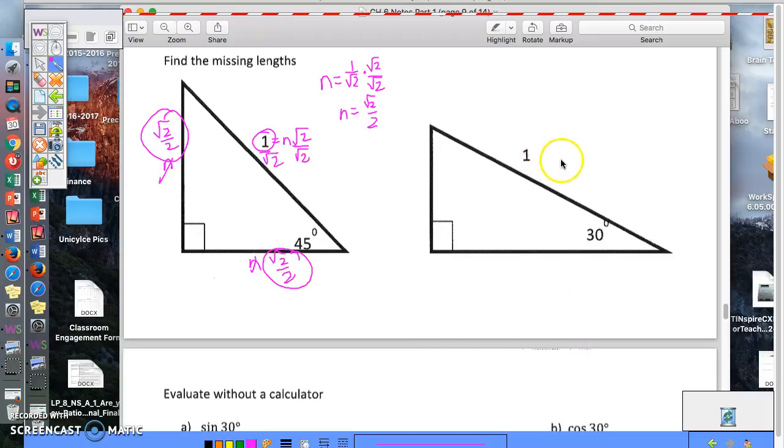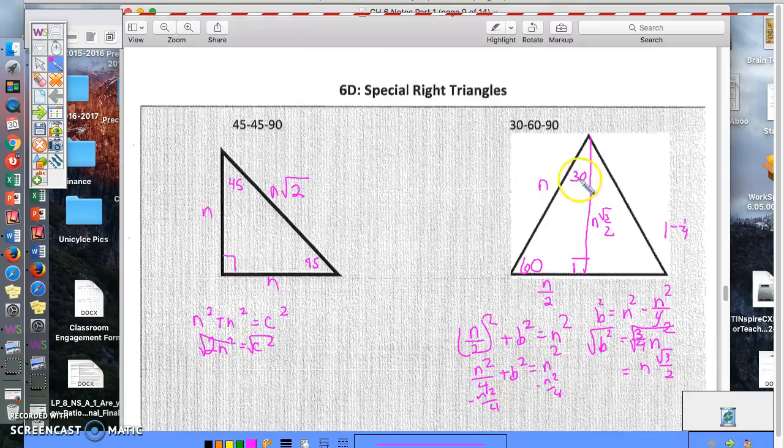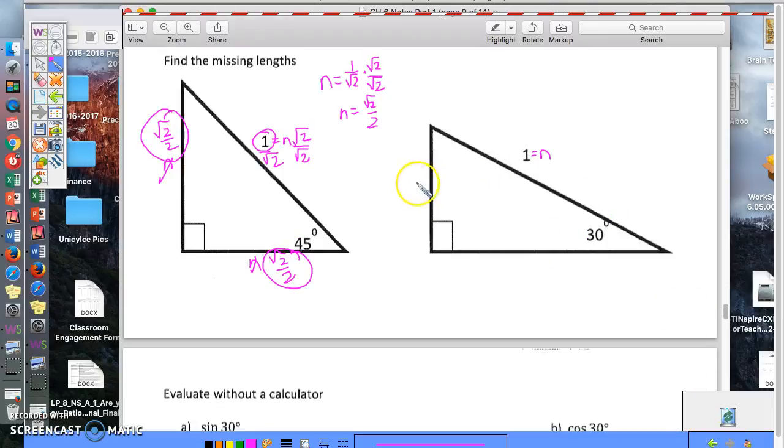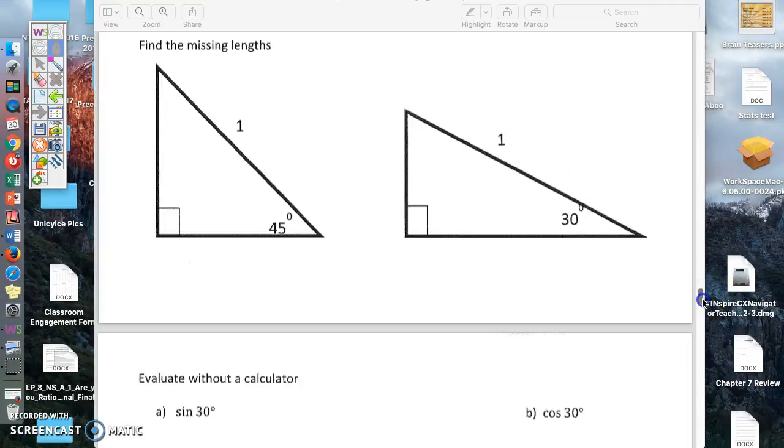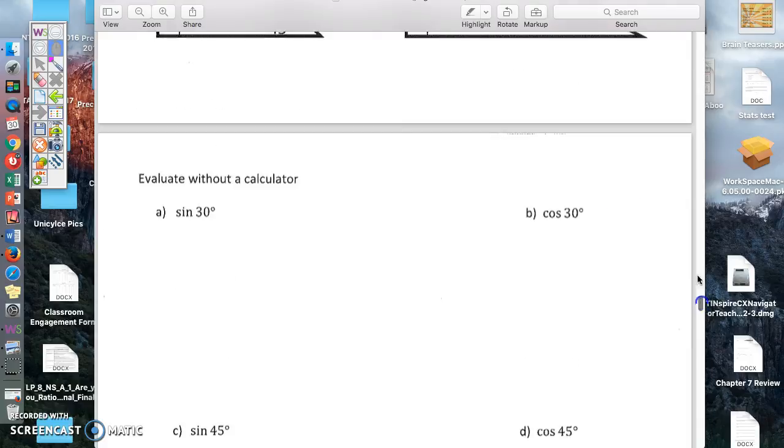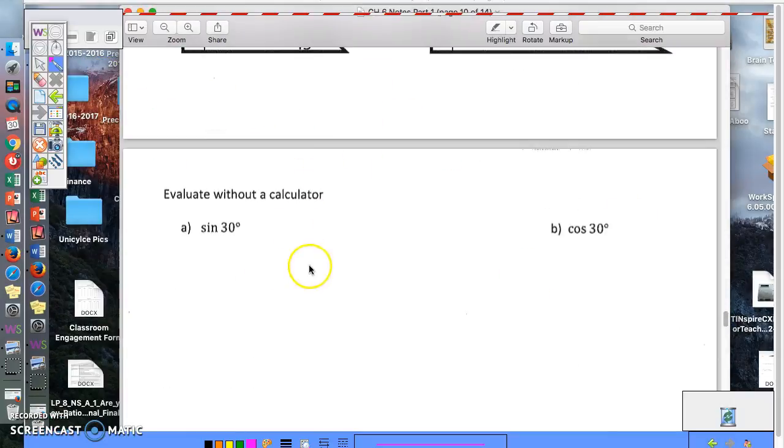So now when we look at our 30, 60, 90, we knew this side was n. Across from 30 was n over 2, and opposite 60 was n times root 3 over 2. Well, we know n is 1, so this side is 1 over 2. This side would just be root 3 over 2. So what does this have to do with what we're looking at? Well, we're going to take a look at some trig functions and how we can evaluate these without a calculator.